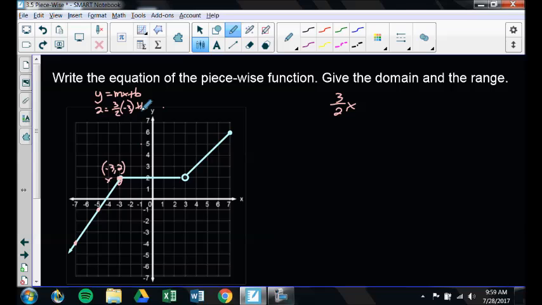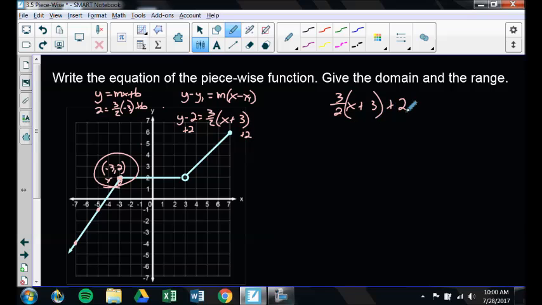But I think a slightly better option, the option that I prefer anyways, is to do this in point-slope form. Instead of writing the equation in slope-intercept form, write it in point-slope, which would be, if I use this point, x1, y1, y minus 2 equals 3 over 2 times (x plus 3). Now, to write this as a piecewise function, the y has to be by itself, so I add 2 to both sides. And I can say this is y equals 3 over 2 times (x plus 3), plus 2.